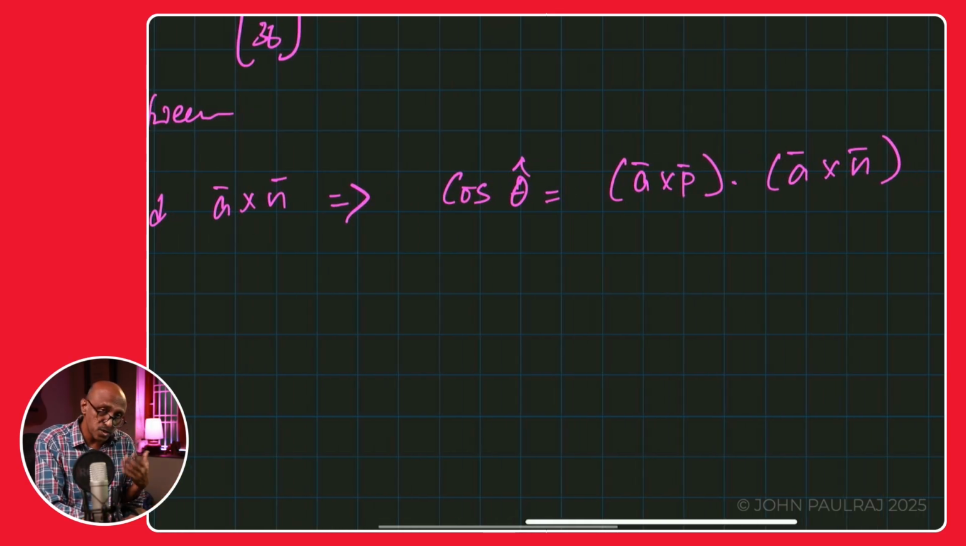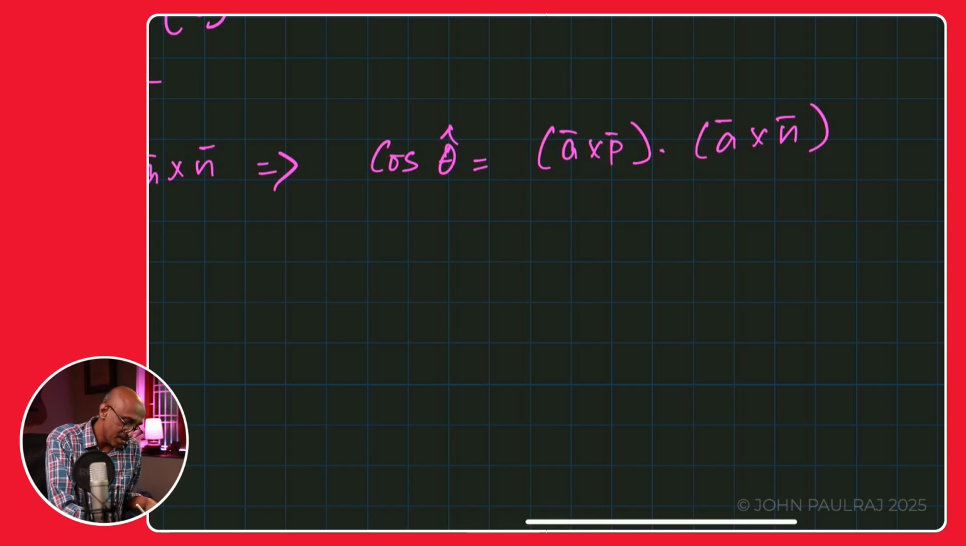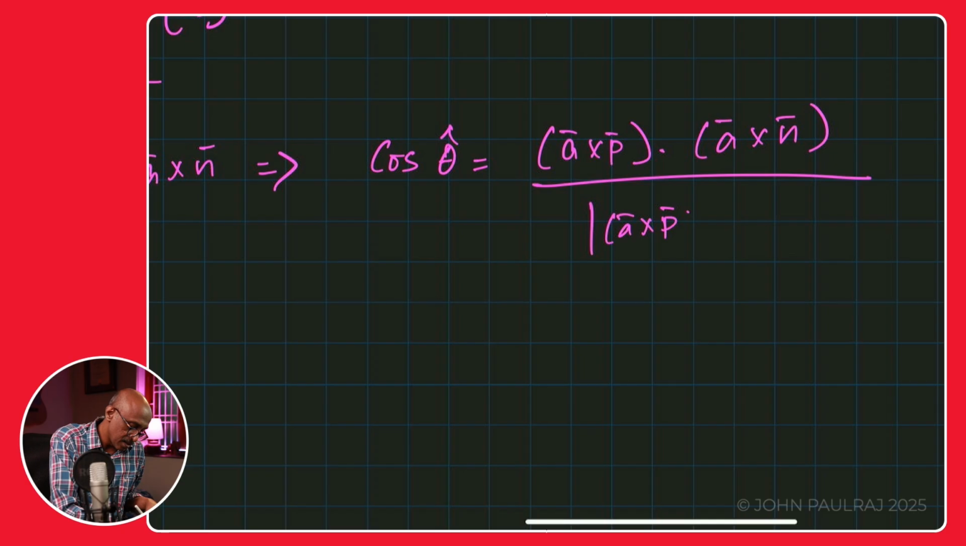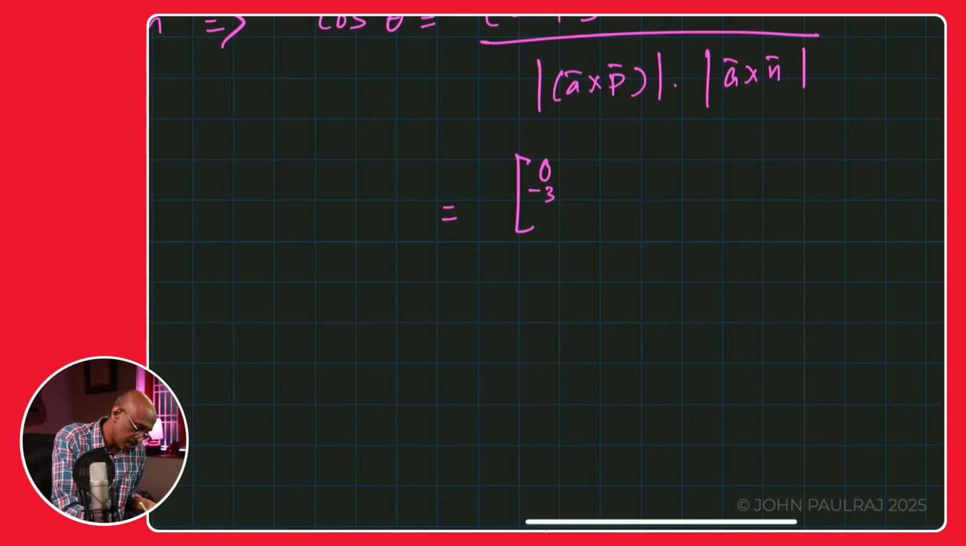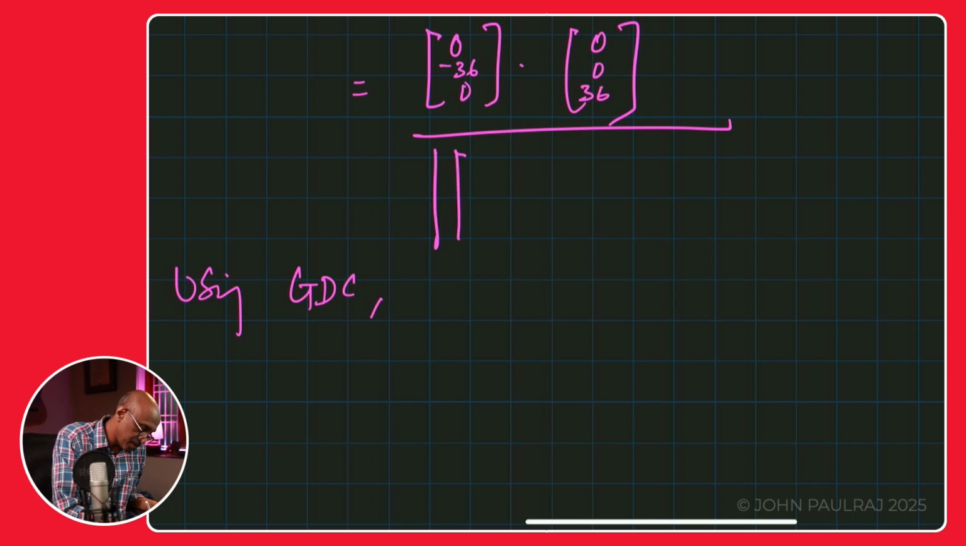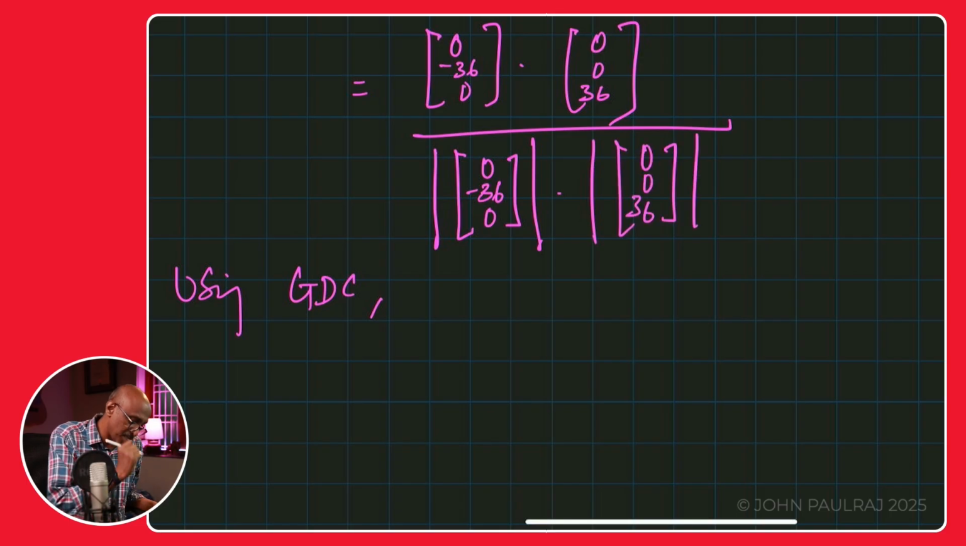Remember, the cross product results in a new vector. So the cross product is a vector divided by the magnitude of those two vectors, the magnitude of A bar cross P bar and the magnitude of the A bar cross N bar vector. So that's the formula you're going to use: 36 0 dot 0036, I believe, divided by the magnitude of 36 0 and the magnitude of 0036.